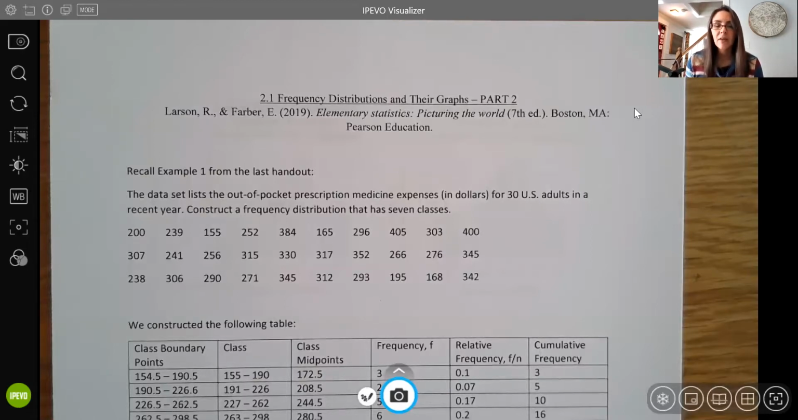And in the second half of 2.1, I want to look at all the graphing. So we're going to start with some graphs in this section, particularly focusing on histograms, and then we'll continue with graphing in the next section as well.